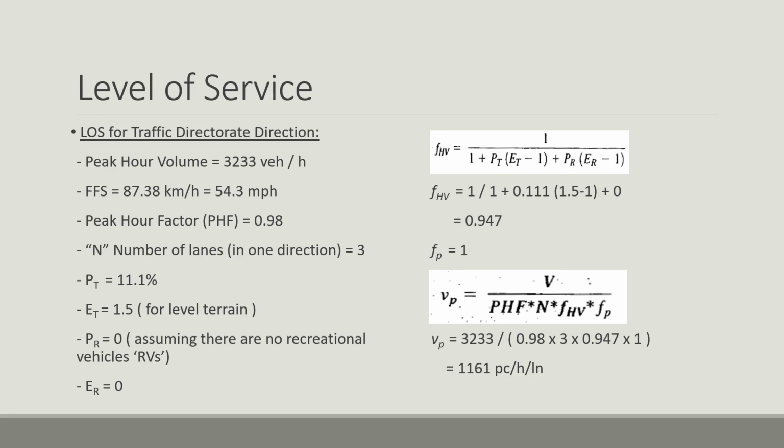After that, we calculated the adjustment factor for heavy vehicles by this equation shown here, and we found it to be 0.947. For the FP value, the adjustment factor for familiarity of users of the highway, we chose 1 because the highway was constructed a long time ago and most of the drivers are familiar with it. Then we calculated the demand flow rate by this formula shown here, and we found it to be 1161 passenger cars per hour per lane.